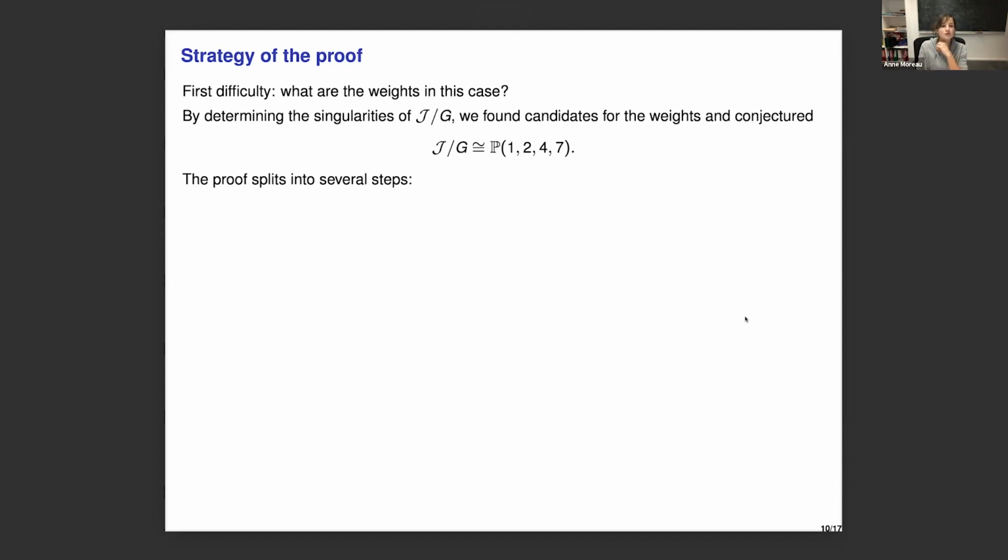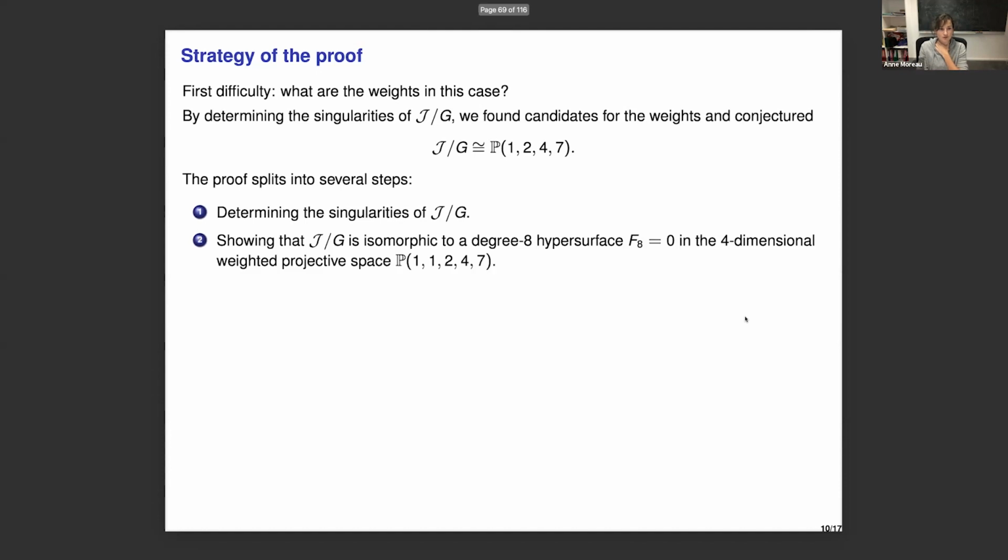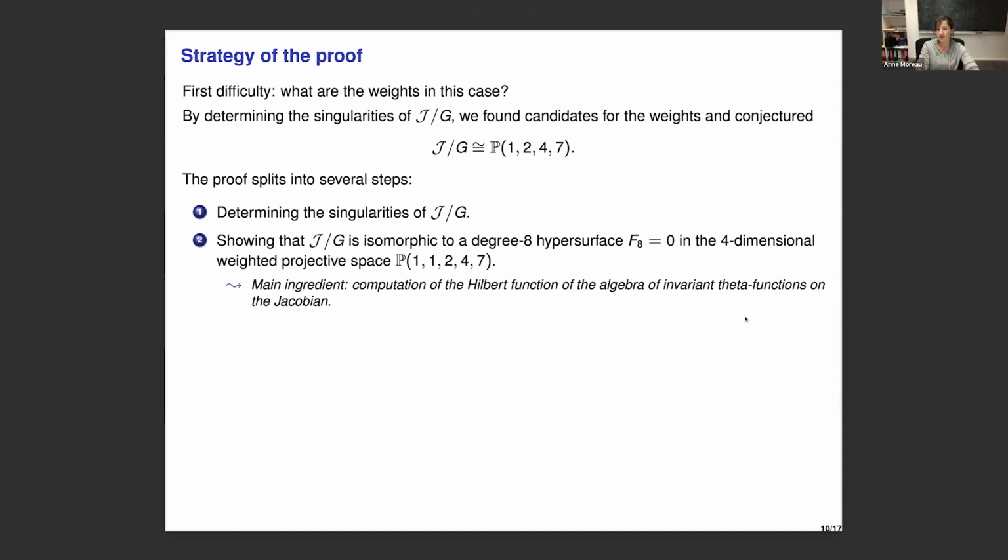So the proof splits into several steps. First, as I mentioned, we determined the singularities of the quotient. And then we showed that the quotient is isomorphic to a degree 8 hypersurface in a bigger weighted projective space, a 4-dimensional weighted projective space with weights 1, 1, 2, 4, 7. So why is this interesting? First of all, the main ingredient is the computation of the Hilbert function of the algebra of invariants of theta functions on the Jacobian. This part followed the strategy of previous people, Bernstein, Schwarzman, and Katz-Peterson.